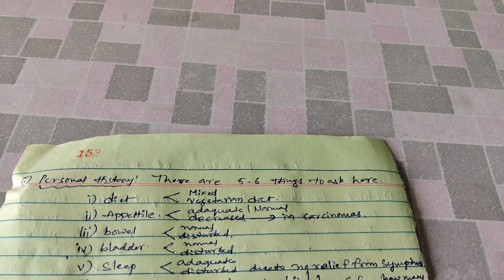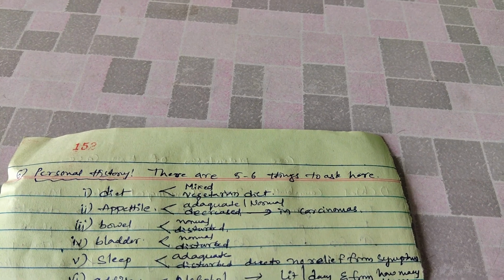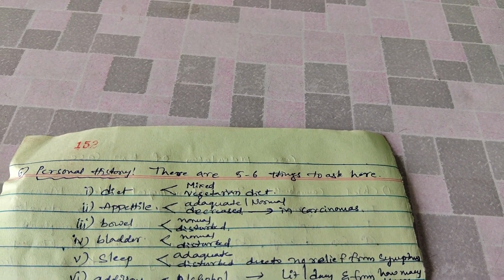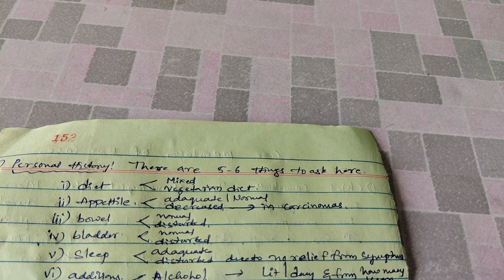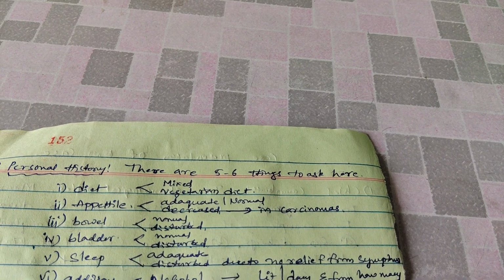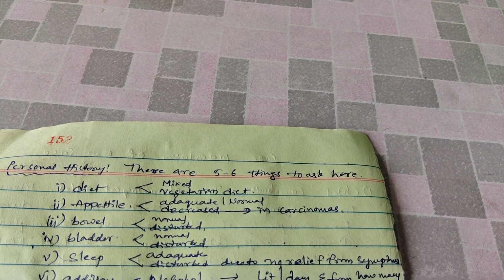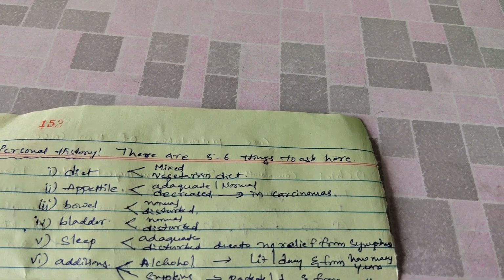If the sleep is adequate, it means they are taking some medication and that medication is relieving their symptoms. And if the sleep is disturbed, it means the symptoms are not relieved by medication. So this will give you an idea to take the patient for surgical intervention. That's why the sleep is important. If the patient is not relieved by medication, you should take that patient for surgical intervention, and that condition will be chronic. And next comes addictions.